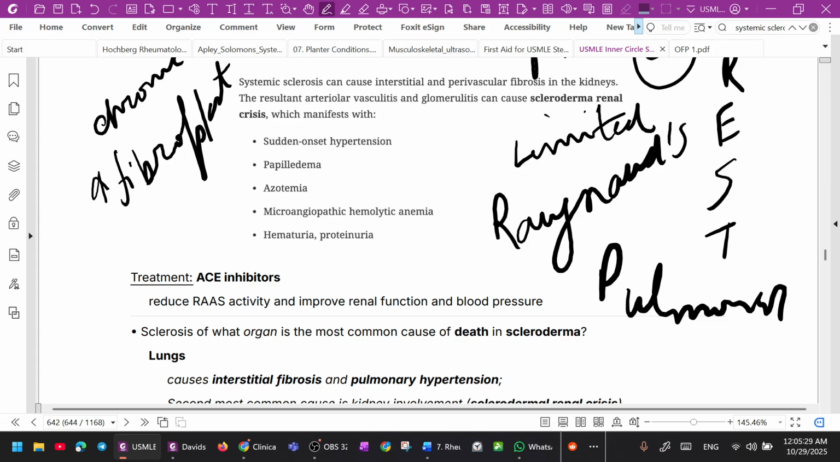Lung involvement is a frequent complication of systemic sclerosis and can be split into two main syndromes: a pulmonary vascular disorder evolving over time into pulmonary hypertension, and interstitial lung disease. Pulmonary hypertension happens in the limited variety of systemic sclerosis.